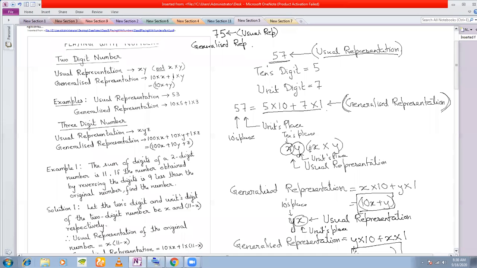What should be my generalized representation? 7 here is in the tens place, so I multiply 7 with 10. And 5 here is in the units place, so I multiply 5 with 1. So now you see the difference.